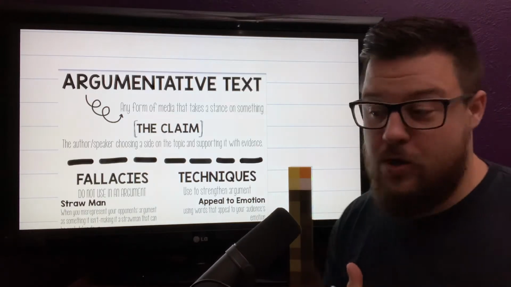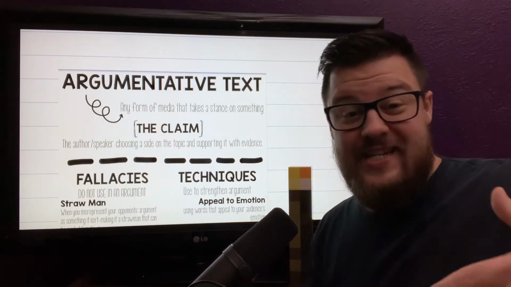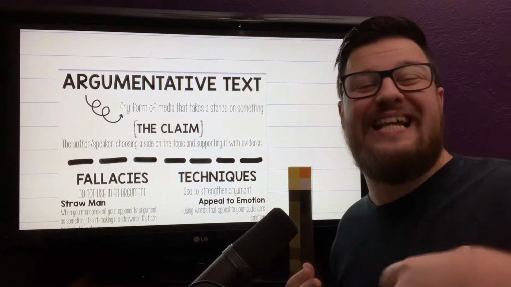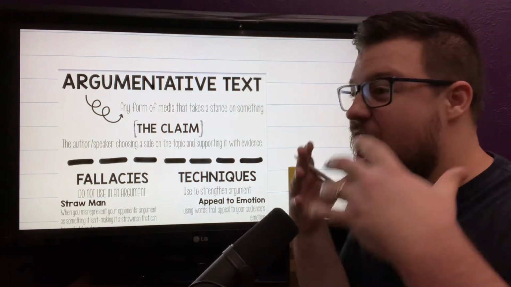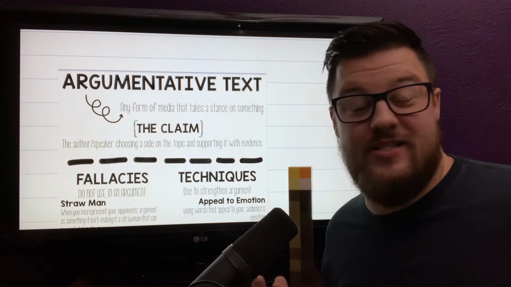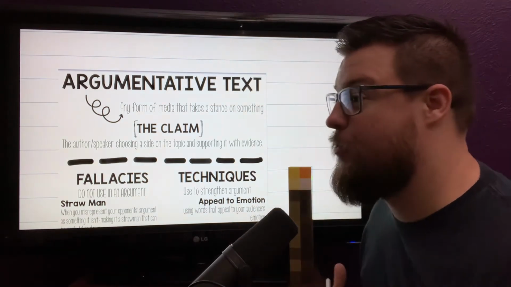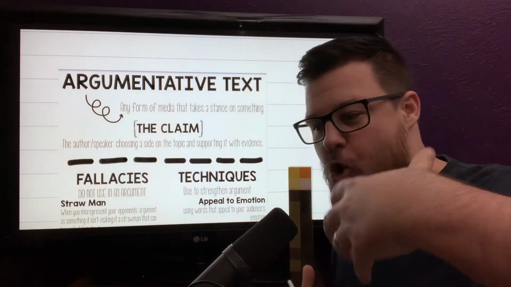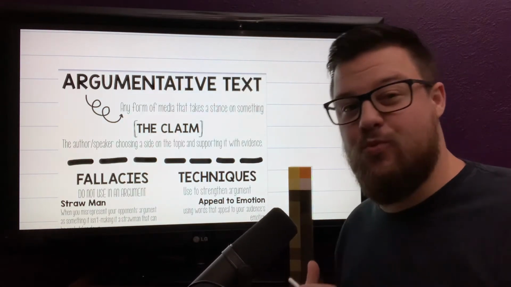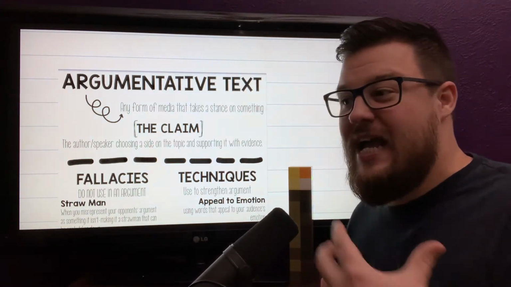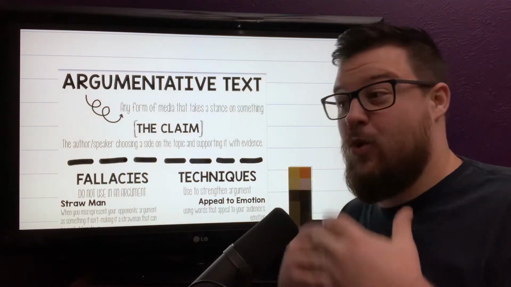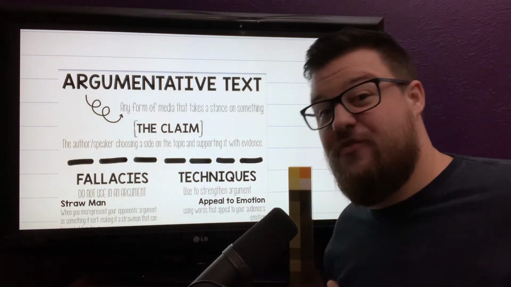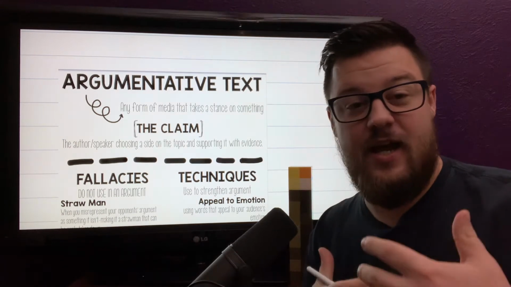So first and foremost, let's remind ourselves that argument is any form of media that takes a stance on something, anything that makes a claim. So this literally broadens up to anything like we talked about last week. It could be a poem, it could be a story, it could be a picture, it could be anything. Remember, argument is not always just a form of debate, but now we're really going to start going into what makes a debate and what you should do and what you should kind of avoid if you want people to take what you're saying seriously.